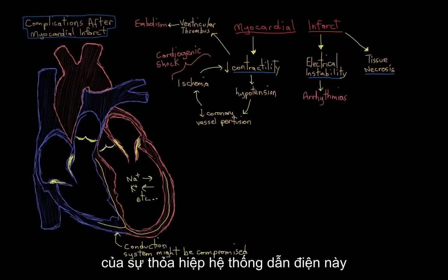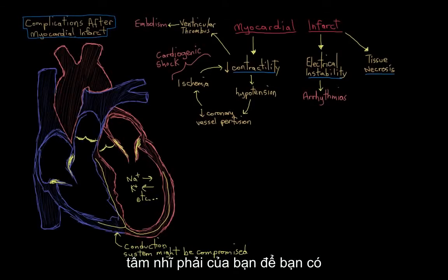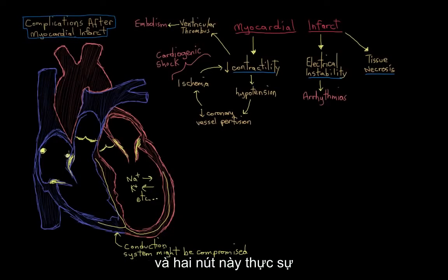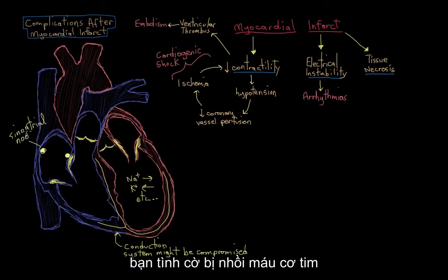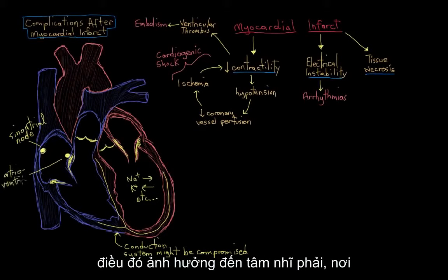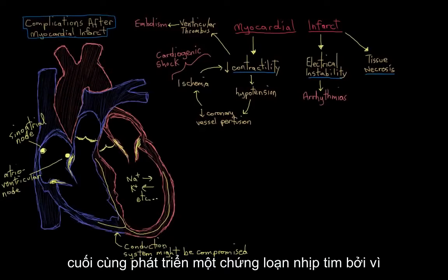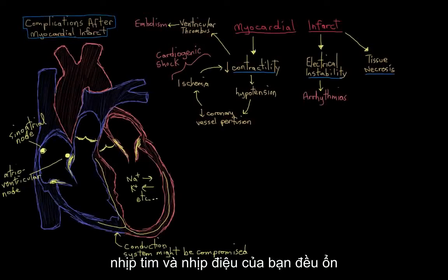And I should mention, as part of this conduction system compromise here, the two major pacemaker centers in your heart are located in your right atrium. So you've got your sinoatrial node about there, and you have your atrioventricular node around here. These two nodes are really responsible for regulating the normal rhythm of your heart. And so if you happen to have a myocardial infarct that affected the right atrium where both these nodes live, you would probably end up developing an arrhythmia, because you'd potentially knock out the two biggest regulators of your heartbeat, your heart rate and rhythm.